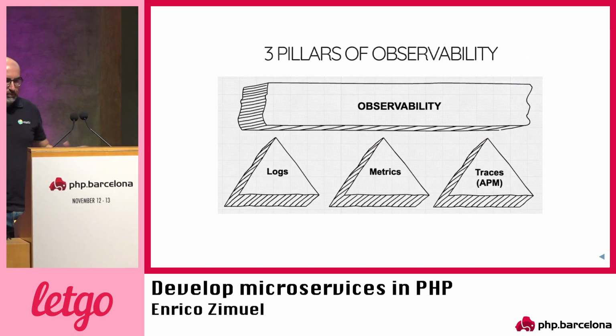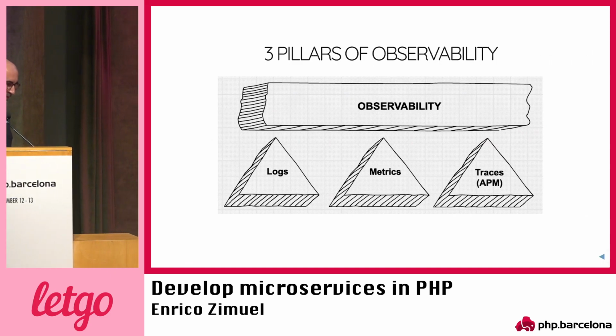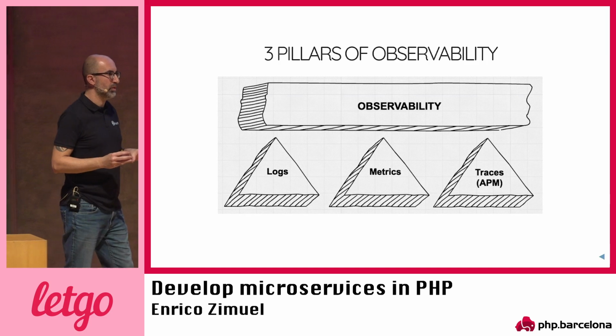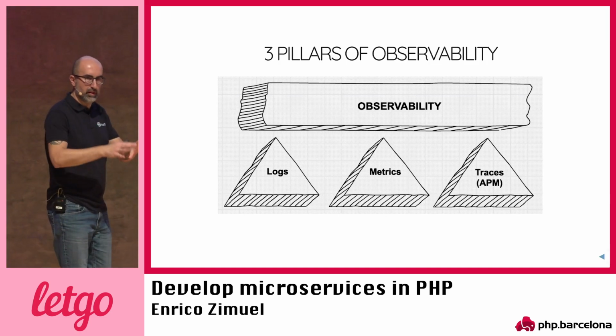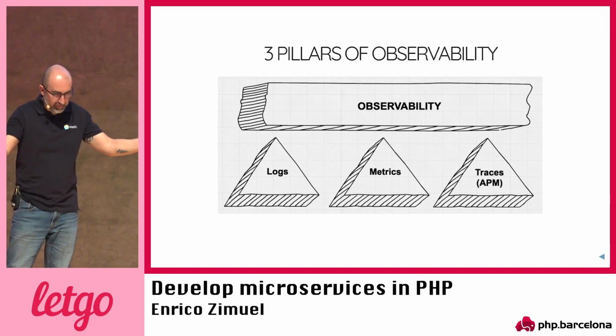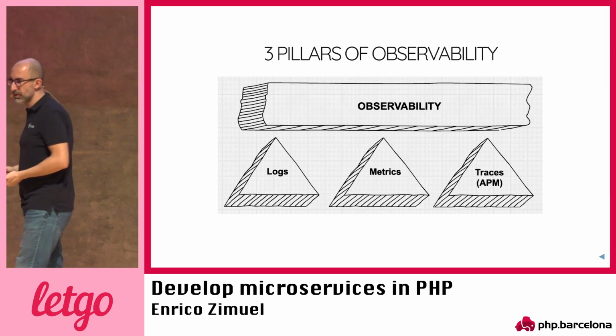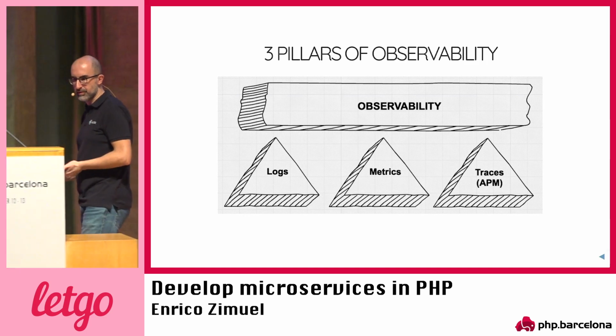So basically, this idea of microservices lives under the name observability. You need a way to observe the running of your entire application, your entire microservices. So you need logs, you need metrics, you need traces.